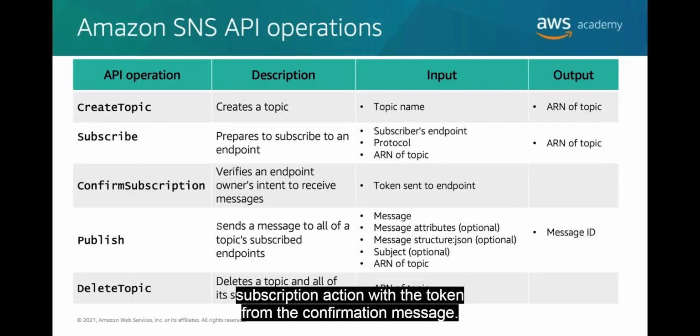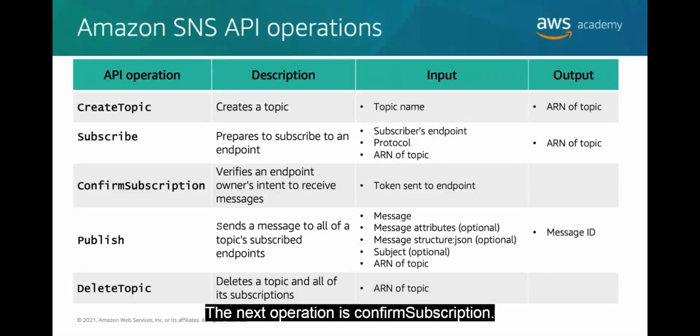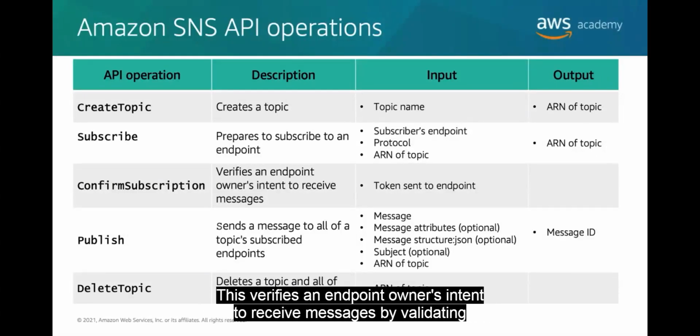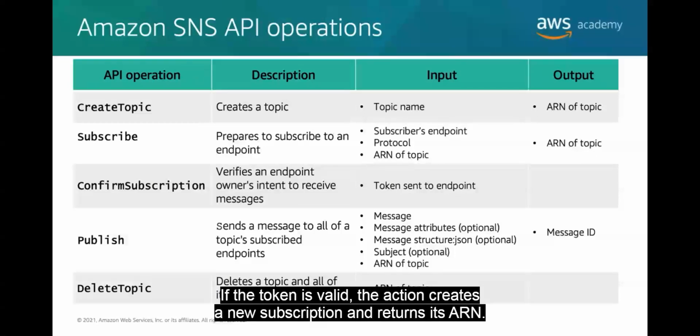The next operation is confirm subscription. This verifies an endpoint owner's intent to receive messages by validating the token that an earlier subscribe action sent to the endpoint. If the token is valid, the action creates a new subscription and returns its ARN.